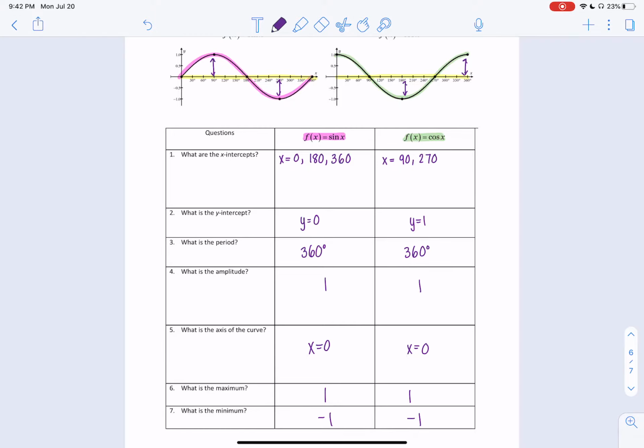So those are our sine and cosine curves. Later on, we're going to get into how to transform these and graph them, but for right now, I just want you to get comfortable with periodic functions and looking at our sine and cosine curves and understanding their key characteristics.